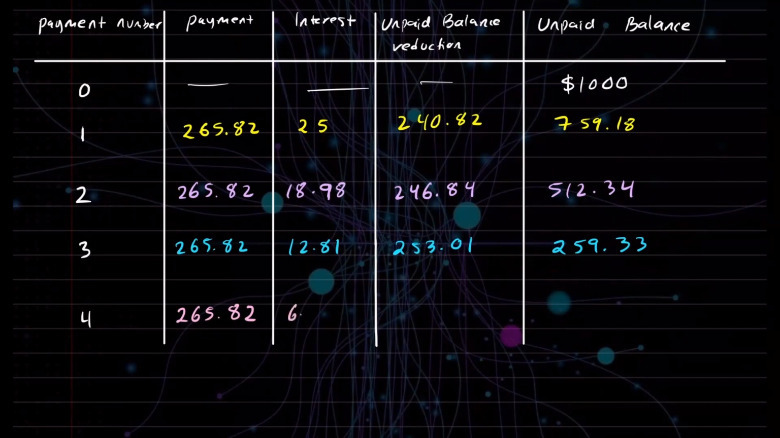So $6.48. And then we subtract them, we will get 259.33 cents. And you'll see your balance will be left with 1 cent. So we're going to adjust that by putting this as 265.81 cents, and then your balance will be 0.